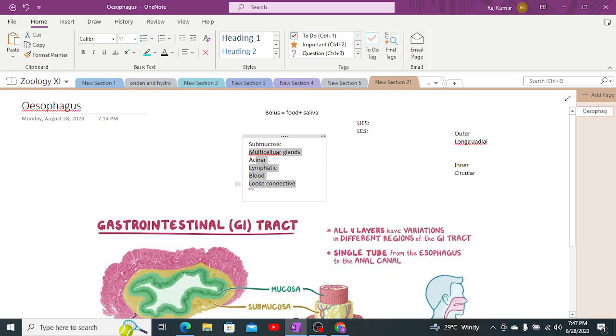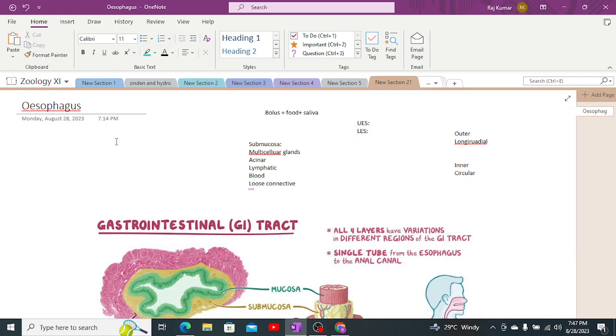And why is it thicker than other layers of the GIT? Because it has multicellular glands. By the way, in the esophagus there is no digestive gland. There are only mucus secreting glands, which are in the submucosa. After which, there is the mucosa.